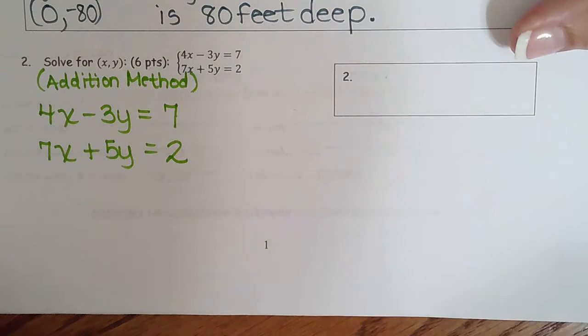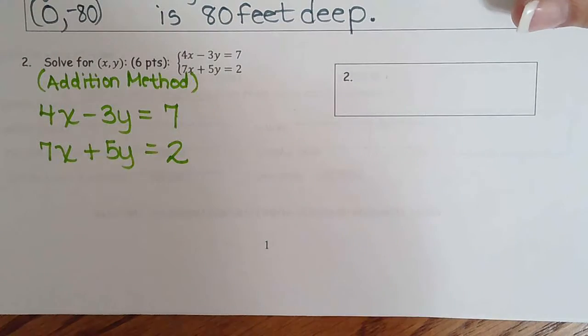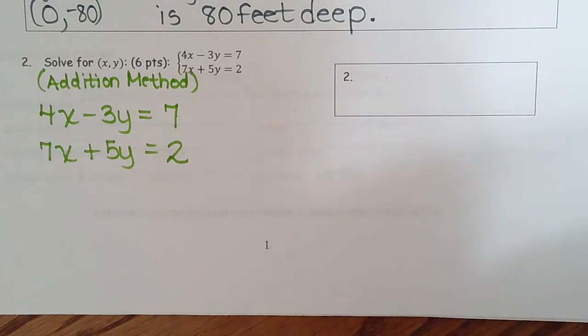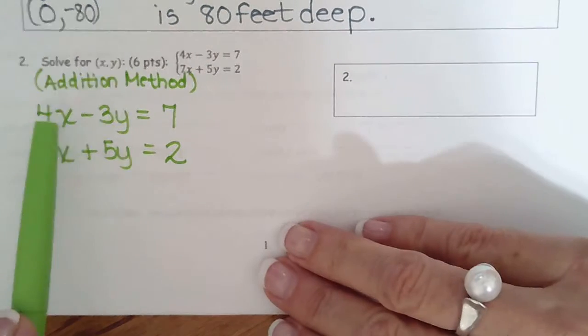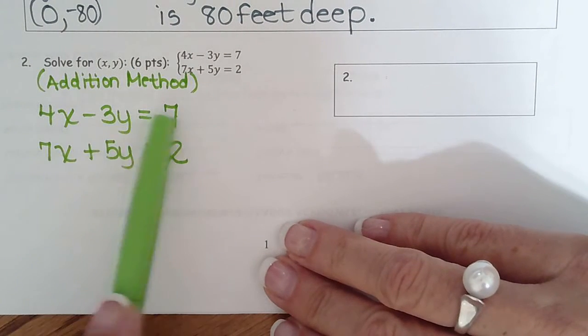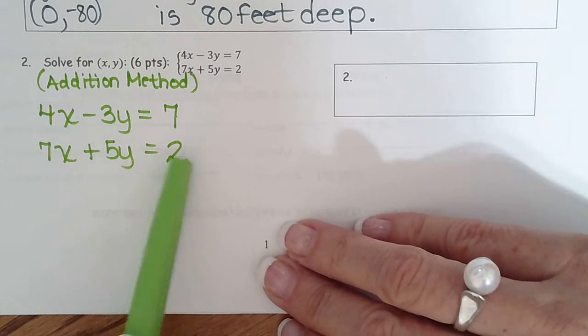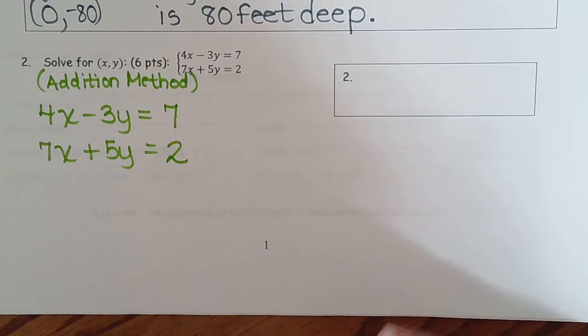In the last video, we decided that this would be an addition method problem. The reason is neither equation was solved for y. We use substitution when one or both equations solve for y. Addition method is best when the equations are in standard form, ax plus by equals c. So that's how you can tell which method to use.